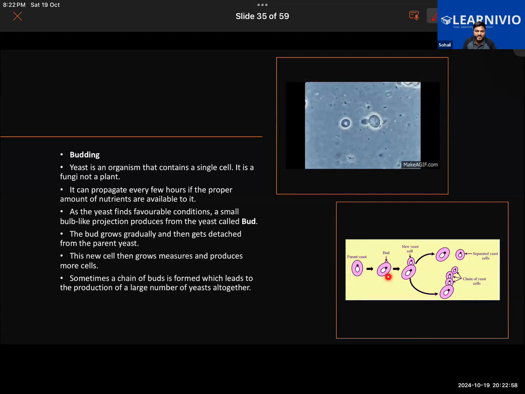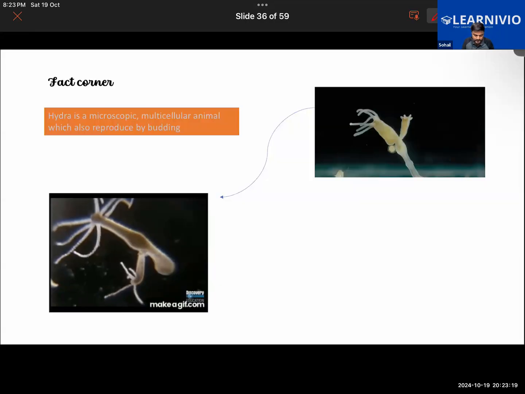Also, yeast can reproduce very quickly if it gets favorable conditions, if it gets the right amount of nutrients. Within a few hours, it can propagate and spread very quickly. So this is all about the method of budding, as you have learned here.